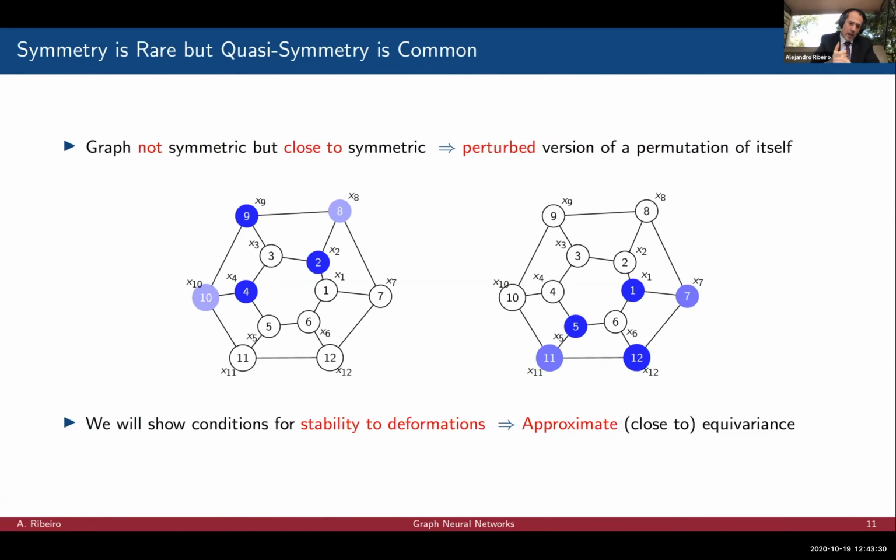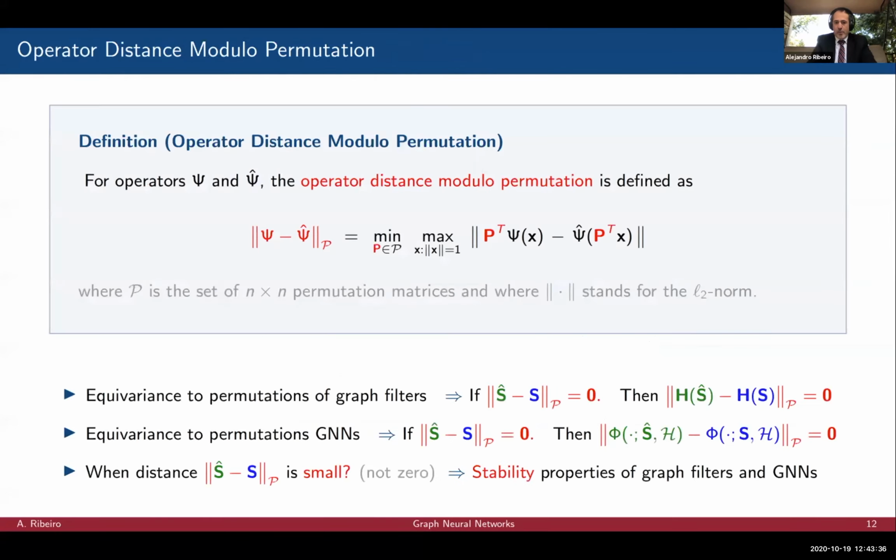So the answer to that question would be yes, and this is what I will be trying to describe in the remainder of this talk. Formally, what I mean is the following. I want to be able to compare operators modulo permutation. And the question that I want to ask is what happens when the distance modulo permutation between my shift operators is small. Let me rephrase that.